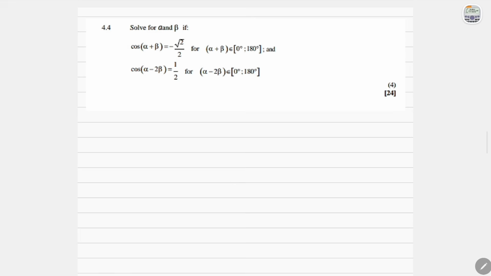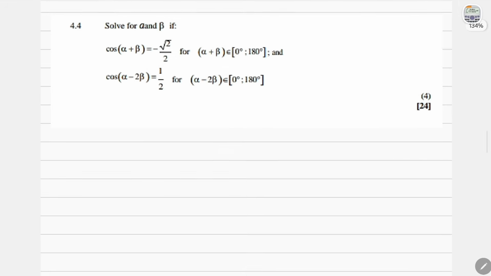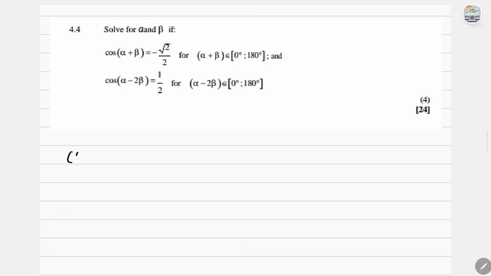Question 4.4 says, solve for alpha and beta if, and they give us this. They tell us that cos(alpha + beta) is equal to -√2/2, where alpha + beta is an element of 0 degrees all the way to 180 degrees. That is telling us about that reference angle, so we don't have to consider general solutions in this case.